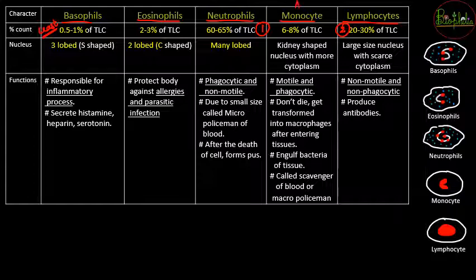So agranulocytes are monocytes and lymphocytes as well. They are going to have a single big nucleus. Monocytes have a kidney shaped nucleus, but the nucleus is going to be a bit smaller, and there the cytoplasm will be more. But in lymphocytes, the nucleus is very large, so that very little cytoplasm is left in the cell.